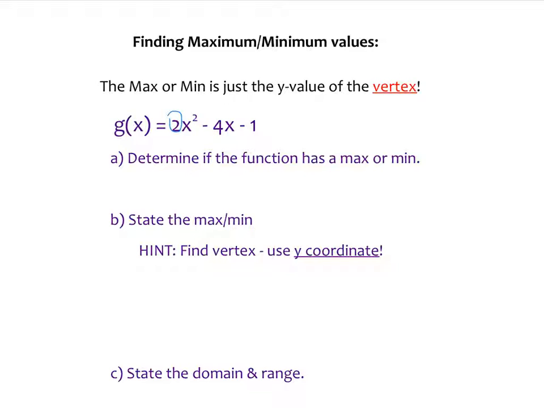Here it is 2, and 2 is greater than 0, so we have a parabola that opens upward. Therefore, the lowest point of this parabola means that we have a minimum. Part B of this problem says state the max or min. So again, to find the maximum or minimum, we just want to figure out whatever the vertex is, and specifically the y-coordinate, because that tells how high or low that minimum or maximum is.